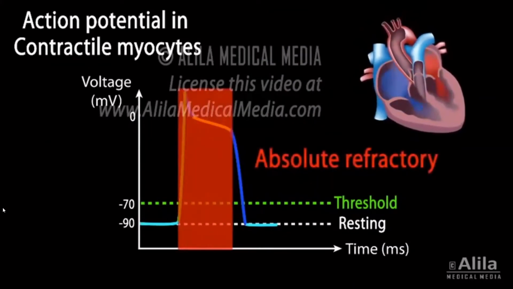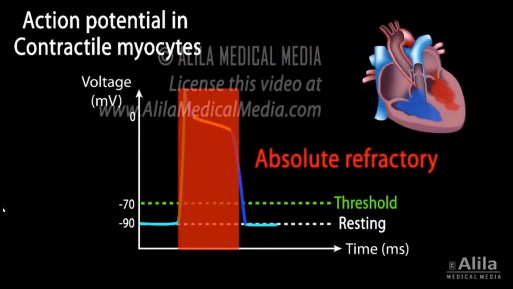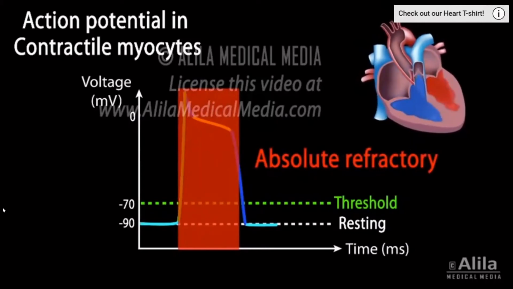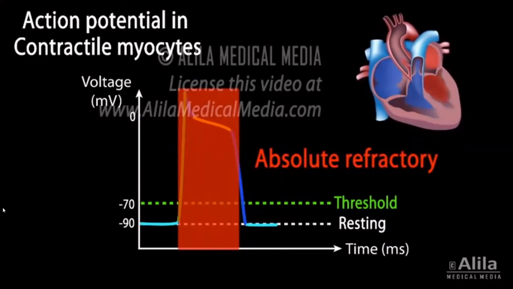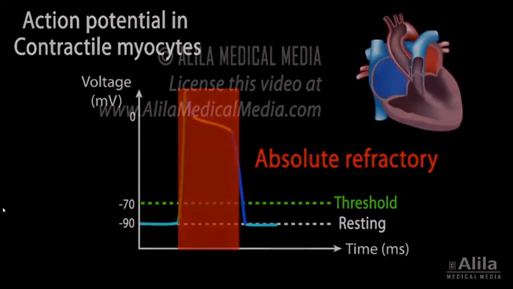The absolute refractory period is also much longer, 250 milliseconds compared to 1 millisecond in skeletal muscle. This long refractory period is to make sure the muscle has relaxed before it can respond to a new stimulus and is essential in preventing summation and tetanus, which would stop the heart from beating.